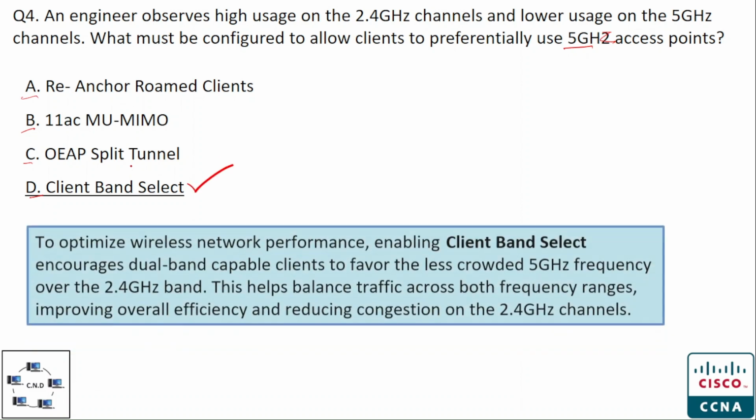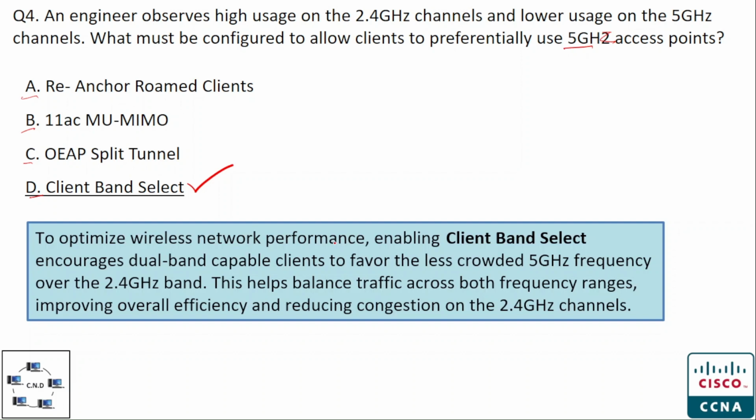So what is client based select? To optimize wireless network performance, enabling client based select encourages dual band capable clients to favor the less crowded 5 GHz frequency over the 2.4 GHz band. This helps balance traffic between both frequency ranges, improving overall efficiency and reducing congestion on the 2.4 GHz channels.